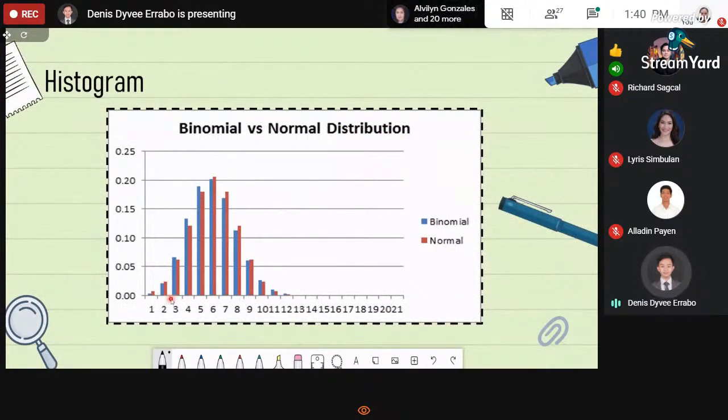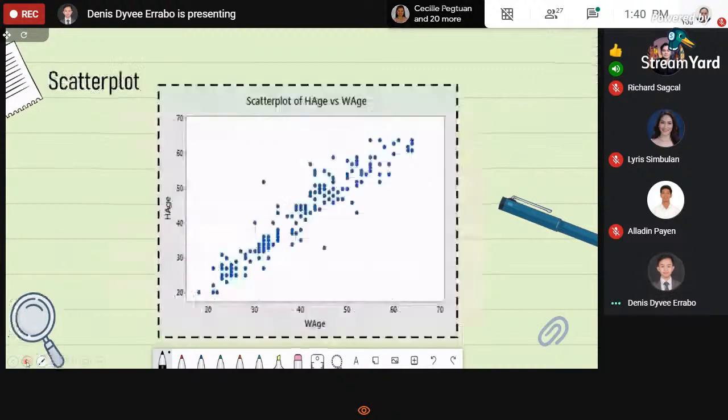A histogram can also be a useful tool in order to provide clarity in terms of the context of the information. This is discrete information. You can see here the distribution of binomial and normal distribution, and it tries to form a symmetry. You can see also equal interval.